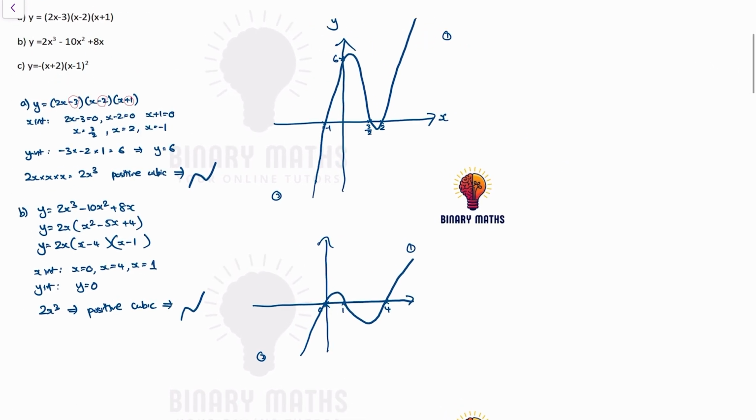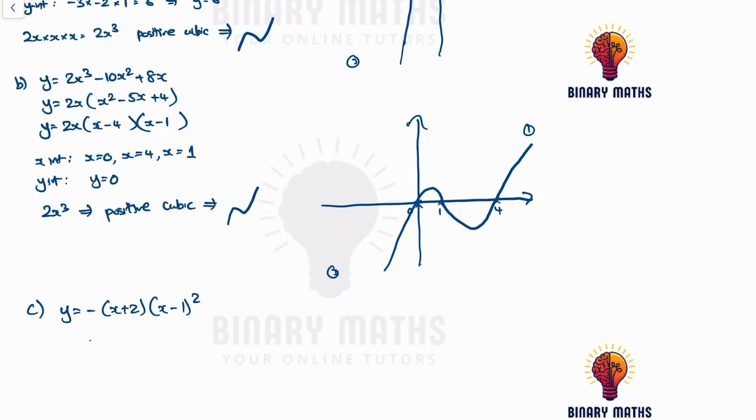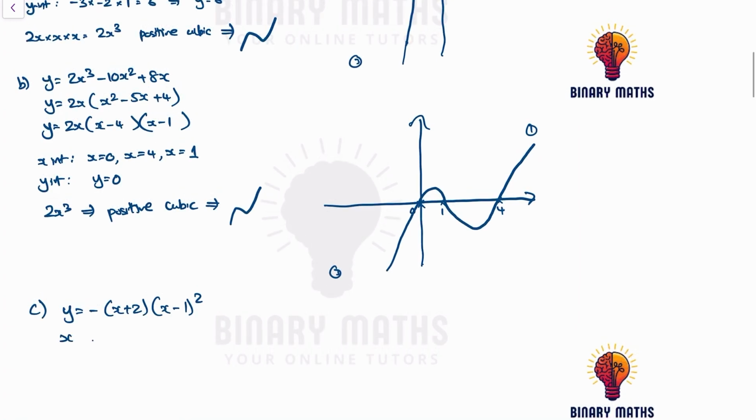Okay, the last one, c. y is equal to negative x plus 2 times x minus 1 squared. Now the x-intercept is at x equals negative 2. x is equal to negative 2 and x equal to 1.